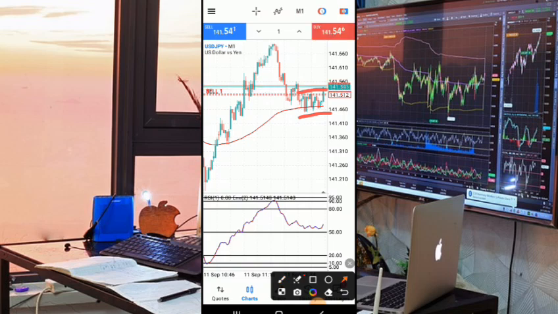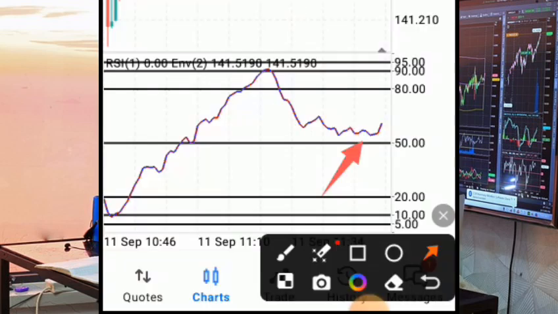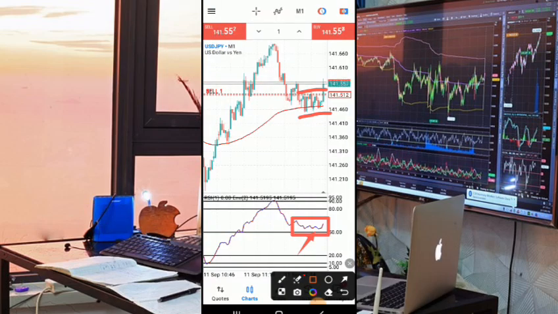And still we have not reached the 50 line level, so price just keeps on ranging over this course. Maybe if you can see over here, you can see that price is just ranging. Now it's starting to pick up, going up. It's becoming bullish. It's becoming really bullish.